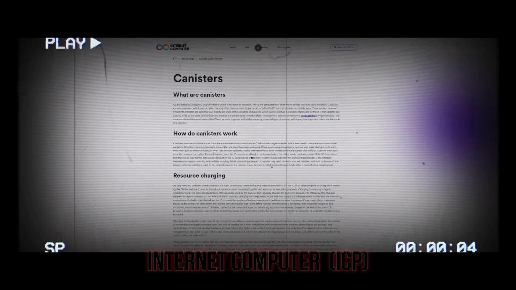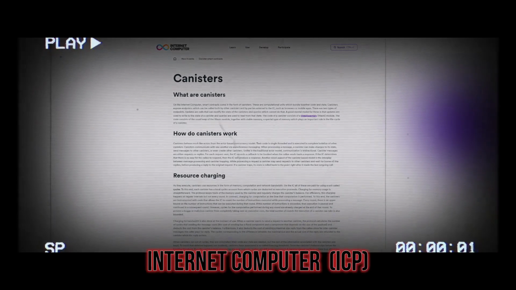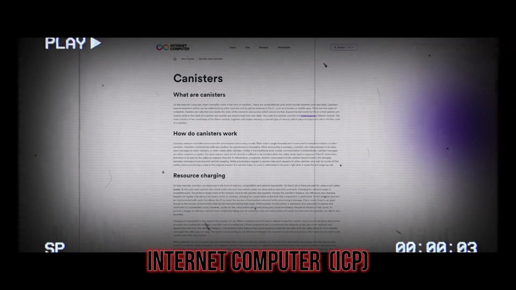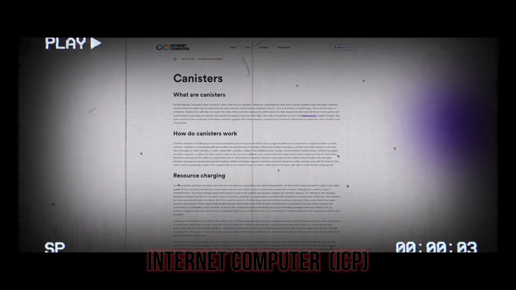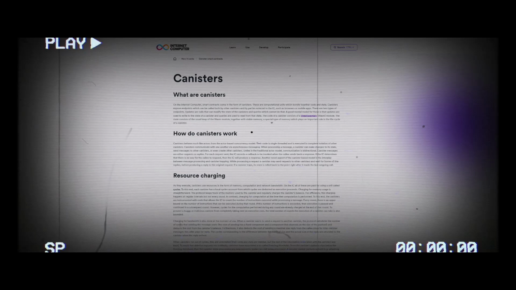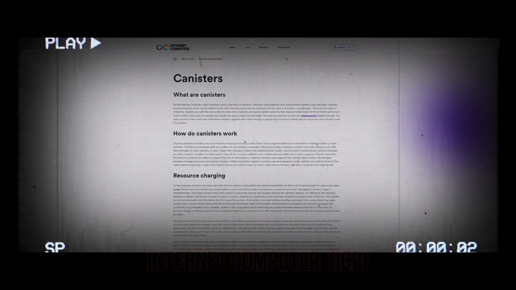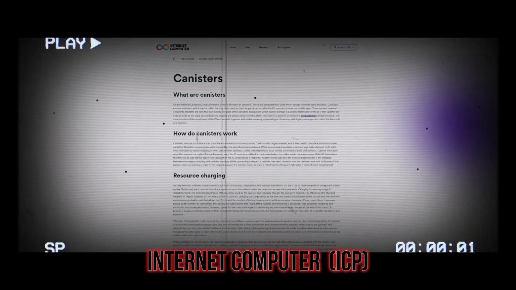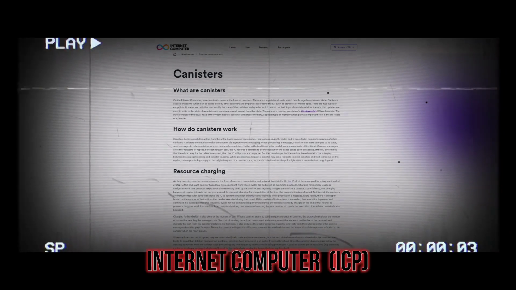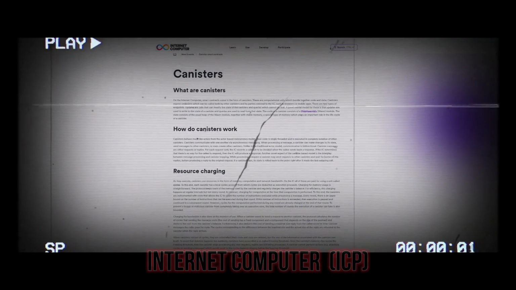How do canisters work? Canisters behave much like actors from the actor-based concurrency model. Their code is single-threaded and is executed in complete isolation of other canisters. Canisters communicate with one another via asynchronous messaging. When processing a message, a canister can make changes to its state, send messages to other canisters, or even create other canisters. Unlike in the traditional actor model, communication is bidirectional.